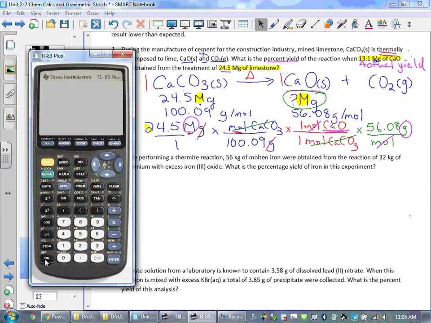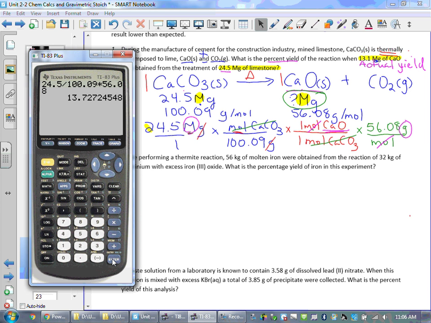Katie's got a number already. But for the benefit of the people not here, we're doing 24.5 divided by 100.09 times 1 divided by 1. Don't need to do that. Times 56.08. And is that what you got, Katie? I got 13 point... I got that one.